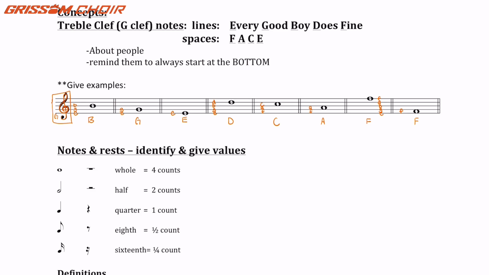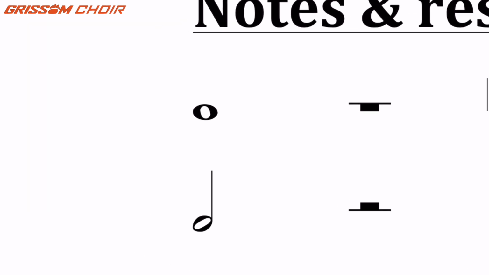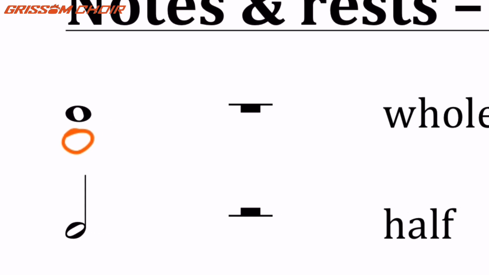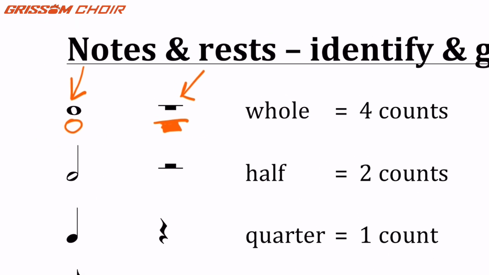Let's go on to identifying the notes and rests upon which we are singing. This first example, the note that looks like a circle is our whole note. And the symbol that looks like a hole in the ground, a flat line with a filled-in box, is our whole rest. So on the left are our whole notes that we are singing, and the rests are the silent portions. The whole note and the whole rest each get 4 counts.